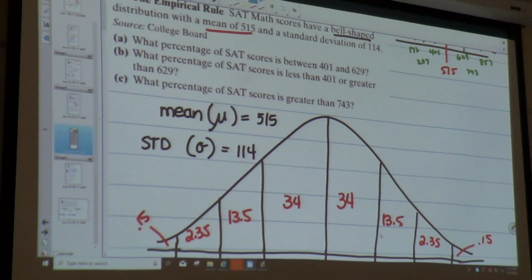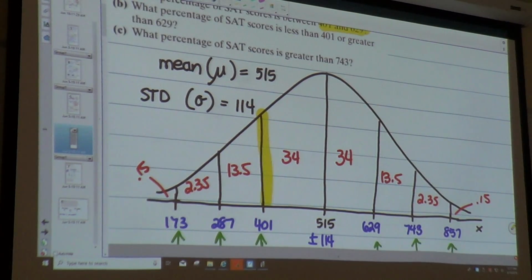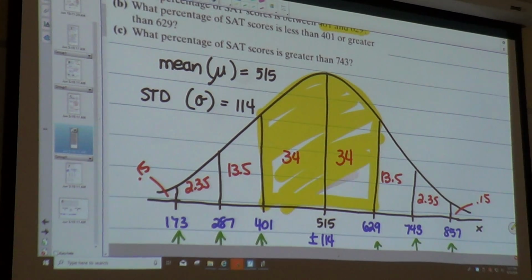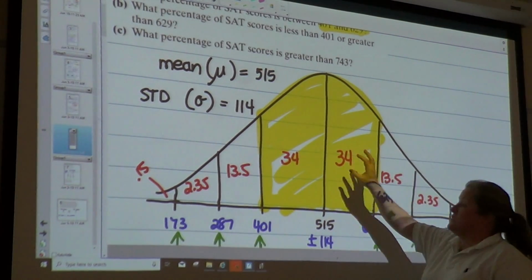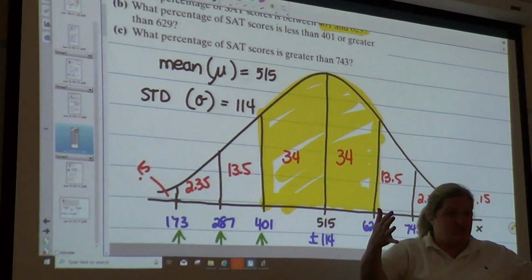This first question said, we are shading between 401 and 629. So what percentage is that? 68. It's one jump in either direction. But if you want to put in those numbers and say it's a 34 plus 34, it's the same thing as one jump in either direction.